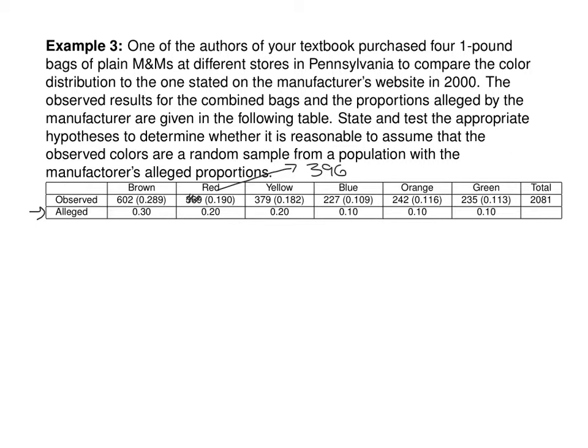So the first thing that I think we should do is find the expected values for the numbers given these proportions. So for example, if we wanted to find the expected number of brown M&Ms, we would take 0.3 multiplied by 2,081. We'd expect 30% of those 2,081 M&Ms to be brown, and that is 624.3.